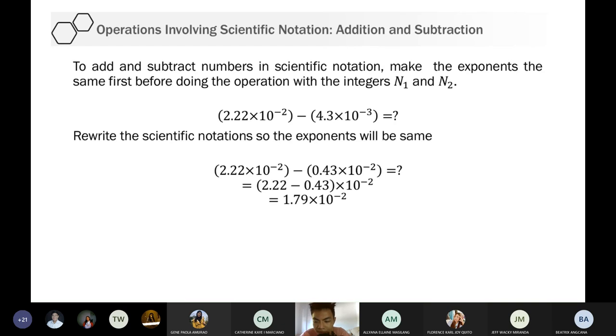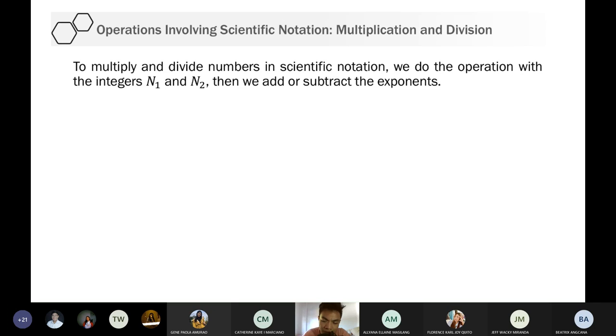Okay, so next one, let's proceed with multiplication and division. When multiplying and dividing numbers written in scientific notation, instead of making sure that your exponents are the same, you just do operations with them as is. You're not going to modify the number. For multiplication, you multiply the coefficients, however, you have to add the exponents. That's the rule for multiplication. For division, you divide your coefficients and then you subtract your exponents. Again, multiplication, add exponents; division, subtract exponents.